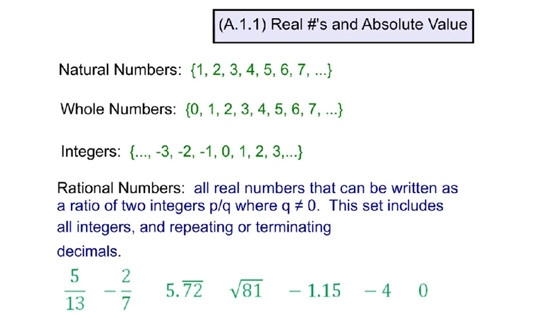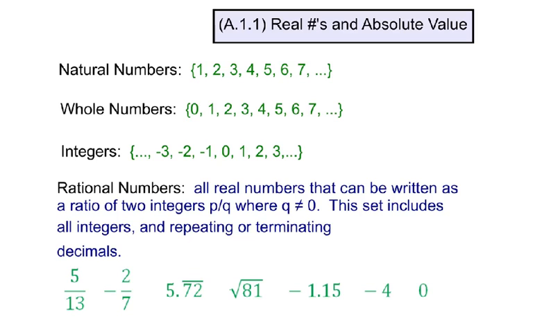Appendix 1.1, Real Numbers and Absolute Value. The natural numbers are what you would refer to as the counting numbers. They are integers and we start with 1. These are actual items that you would be able to total. Whole numbers are the natural numbers and also 0. Integers include also the negative numbers.